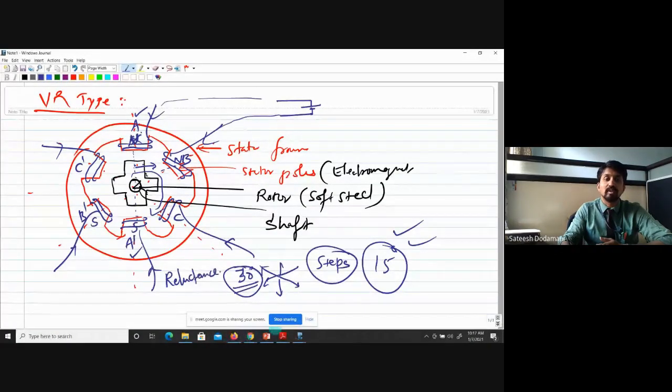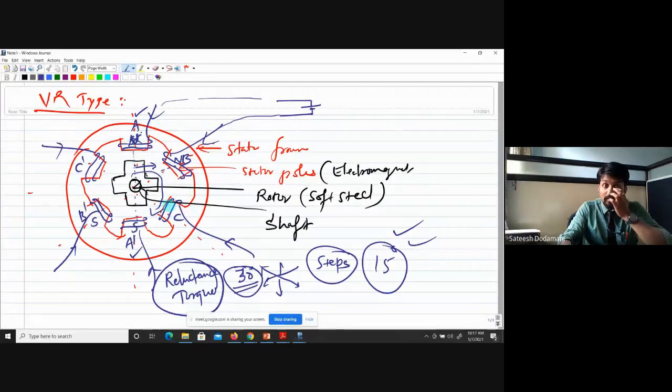Because of reluctance torque, there is no electromagnetic torque, because electromagnetic torque will be produced only when there is an interaction of flux from both sides. But here flux is there from only the stator side, and in the rotor there is no flux. It is moving only because of low reluctance. Due to that low reluctance, this rotor gets attracted and it starts moving. And that is the principle used in the variable reluctance type stepper motor. This is the basic operation of the variable reluctance type stepper motor.